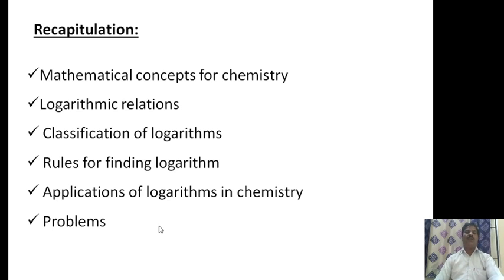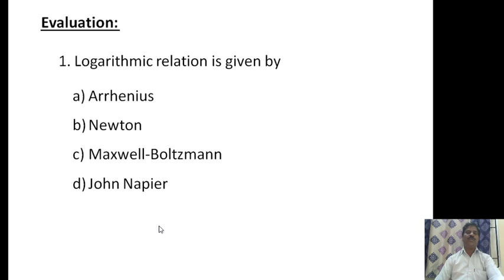First question: who gave the logarithmic relation? The four options are Arrhenius, Newton, Maxwell Boltzmann, and John Napier. Which one is the correct answer? You have to think and answer immediately. I will give you 10 seconds. You answer.